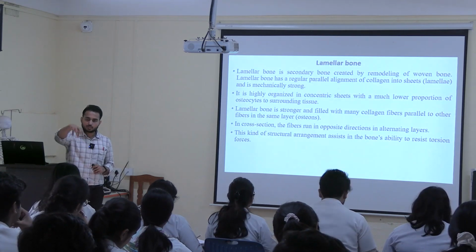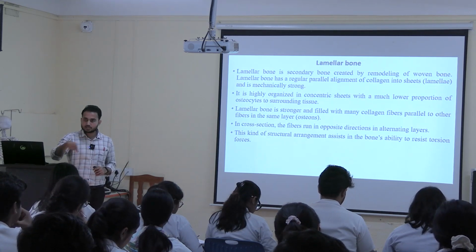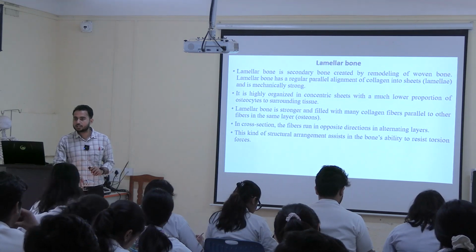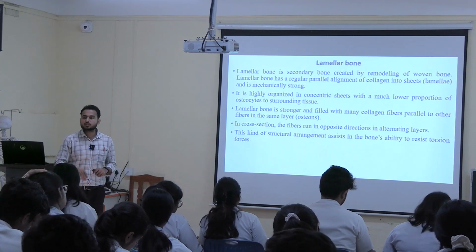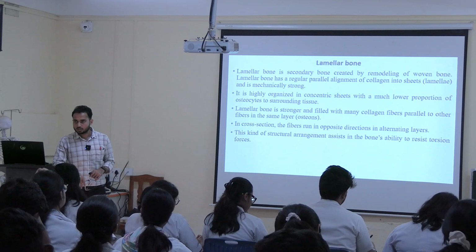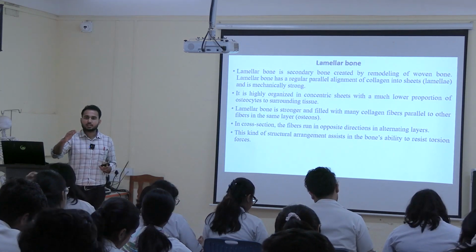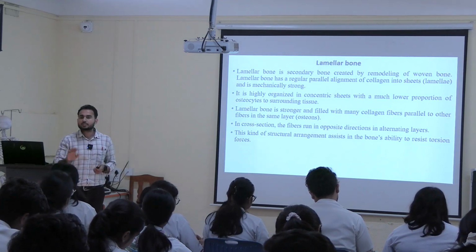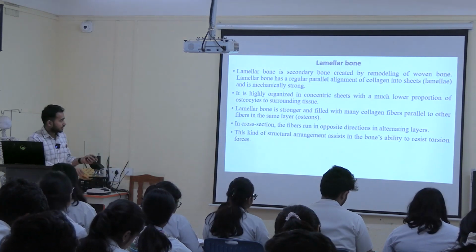Next, suppose there is one concentric lamellae and another concentric lamellae; the space in between them is called interstitial lamellae. Another type of lamellae is situated just below the periosteum. It is called circumferential lamellae. In all these lamellae I have mentioned, the arrangement of the fibers is different. That also we have to study.